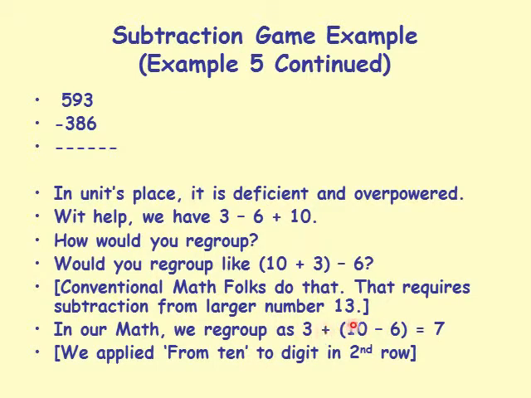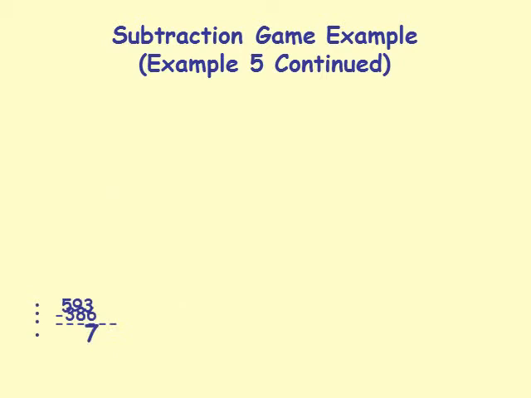Okay, so 3 plus 10 minus 6. 10 minus 6 is 4. 4 plus 3 is 7. So that tells me I get 7 as the answer in the units place. And what we just did was apply 6 from 10, 10 minus 6, and then plus 3. So now we have a 7 in the units place.